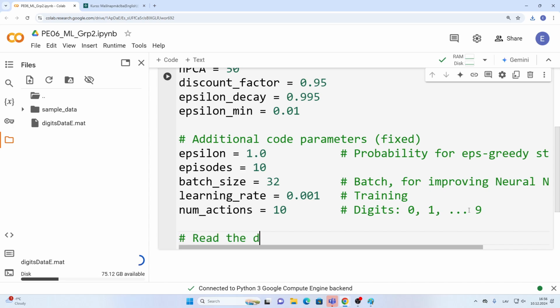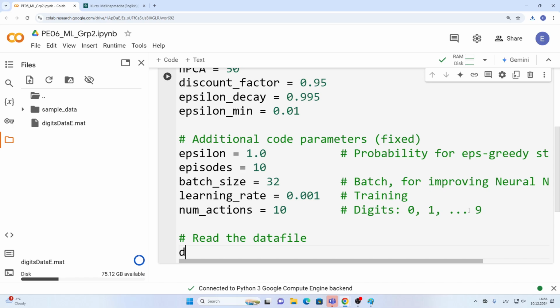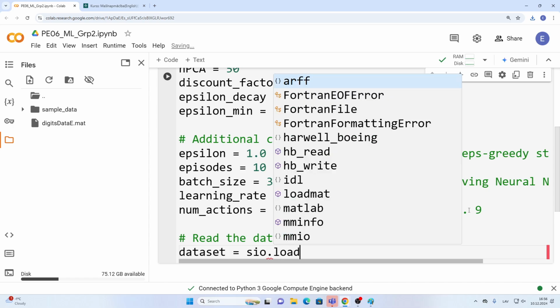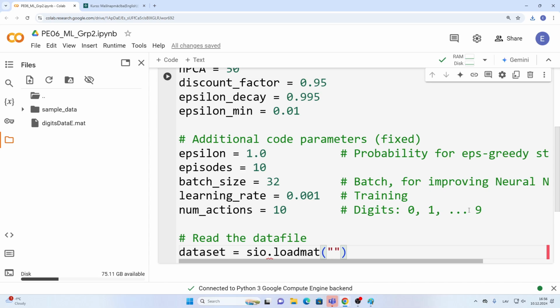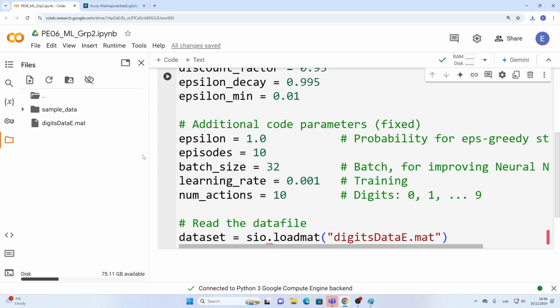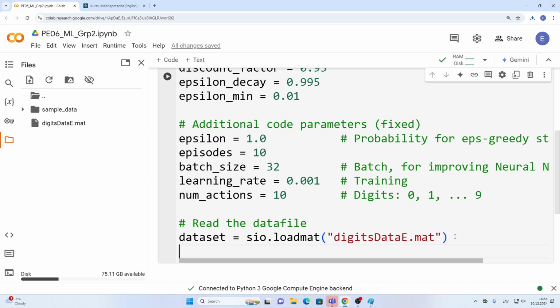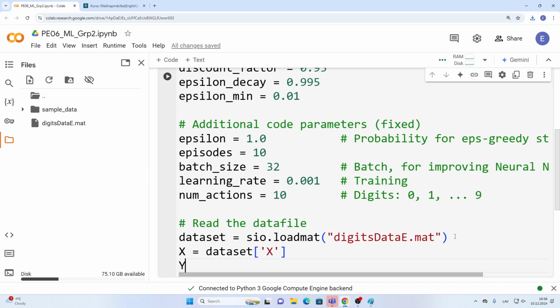So read the data file. That is going to be a dictionary data type of MATLAB, loadmat, the name of the file, which is digits data dot mat. Be sure that the name of the file is exactly as shown here. And then accordingly read the variables. Let's say x is going to be specifically data set column x, and y is going to be data set column y.